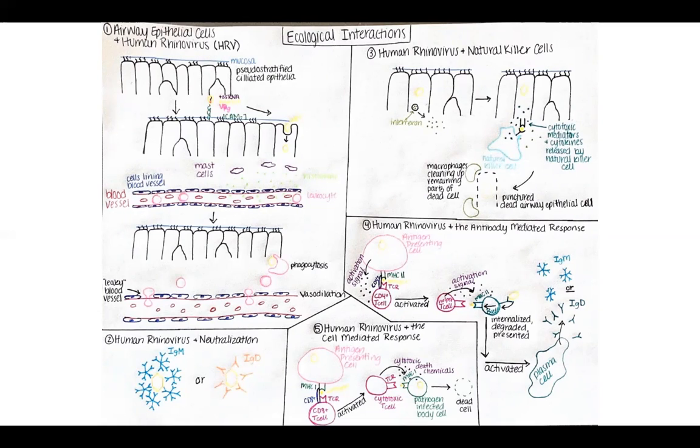Okay, sorry. Airway epithelial cells and human rhinovirus. So airway epithelial cells are the first to interact with human rhinovirus and are the virus's doorway to infect the host, binding the plasma membrane glycoproteins to gain entry, which is the ICAM1 and LDLR.